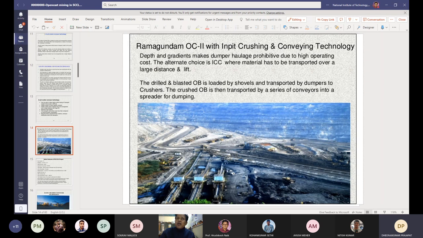To feed the belt conveyor, you have a crusher. After the material is crushed, it is loaded to the conveyors, and the conveyors will carry the material for a longer distance, and the material can be fed to the spreaders, and the spreader will spread the material in the overburden dump area. This is the technology which is called the in-pit crushing and conveying technology.